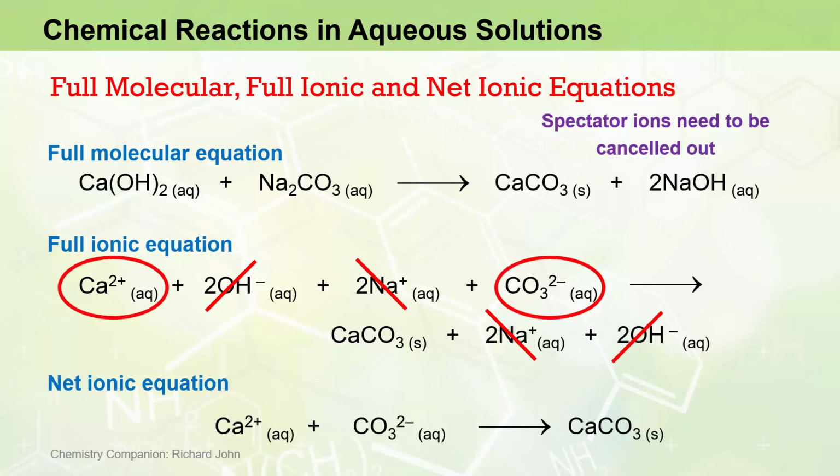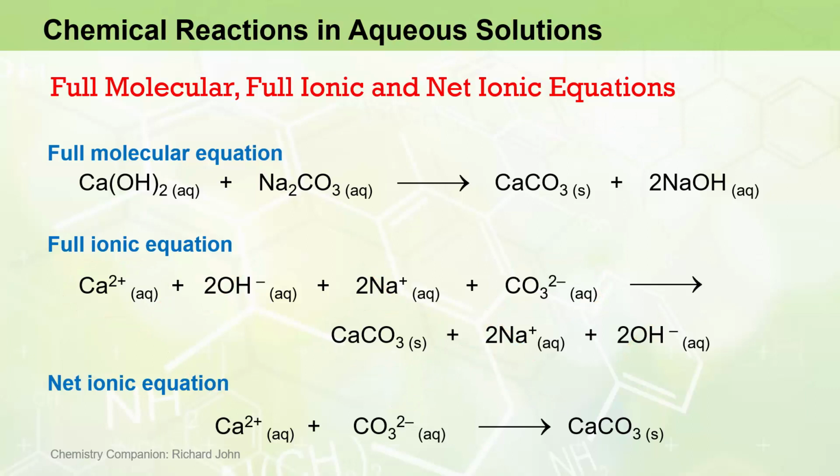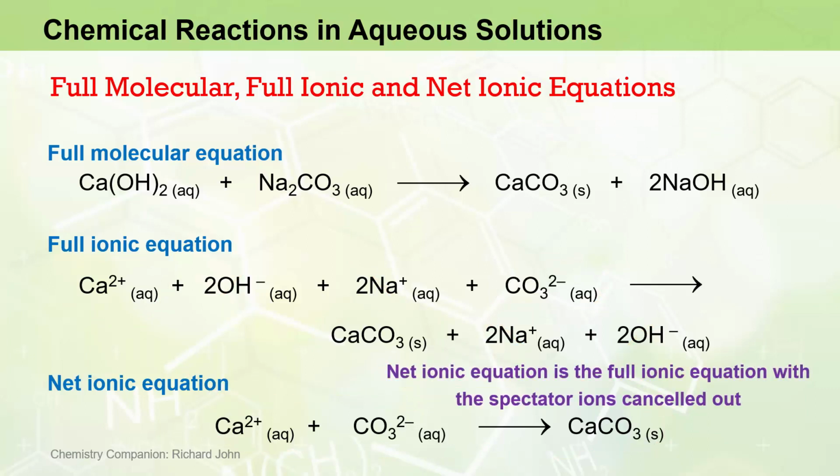The remaining ions in solution, the calcium Ca2+ ion and the carbonate ion, do in fact undergo change as they end up as the solid calcium carbonate precipitate. And it is these three chemical species that remain left over in the net ionic equation. So just to reiterate, the net ionic equation is the full ionic equation with the spectator ions cancelled out.